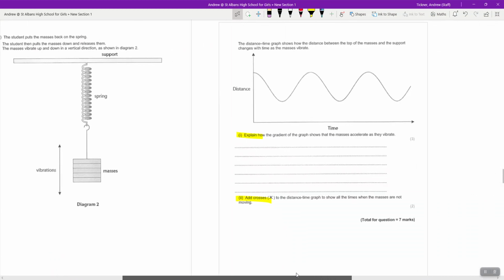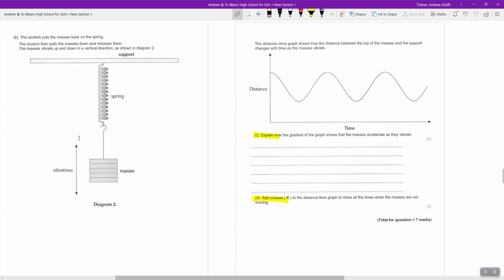Right, okay. Now what we do is we set up a little oscillation on it. So we pull it down and we allow the thing to bounce up and down. And we plot a distance time graph of the distance between this and the support, and we get this kind of curve. Explain how the gradient in the graph shows the masses accelerate as they vibrate.